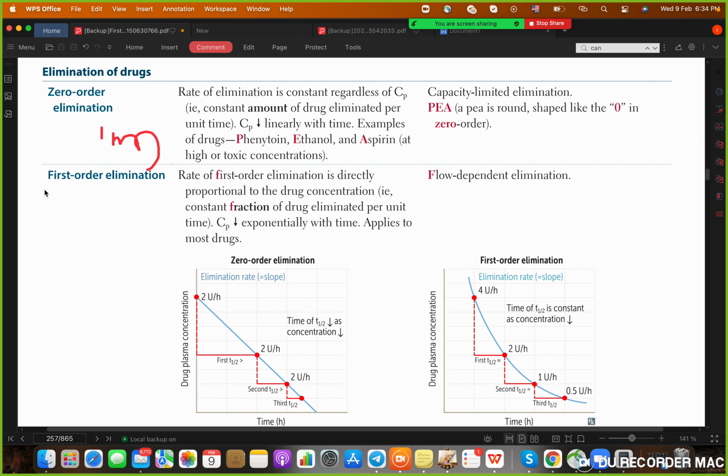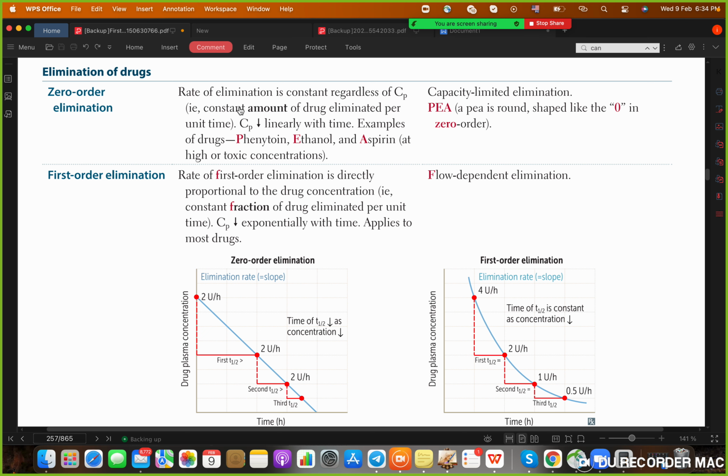Well, in first-order kinetics, F for fraction, you are losing a percentage. You are losing 1% per hour. So what if I have 1,000 in my body? You will lose 1% per hour, which is 10 milligrams, right? So if you have 100 milligrams in your body, you are going to lose 1 milligram. If you have 1,000, 10 milligrams. If you have 10,000, you are going to lose 100, and so on. The main idea is that you are losing a fraction.